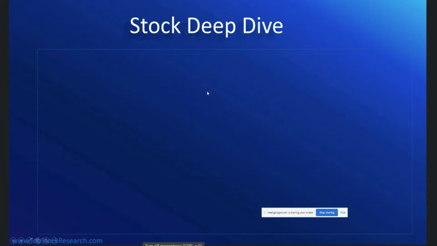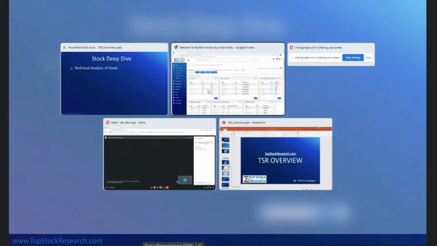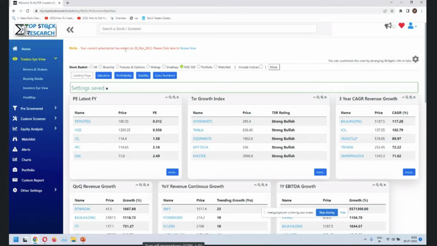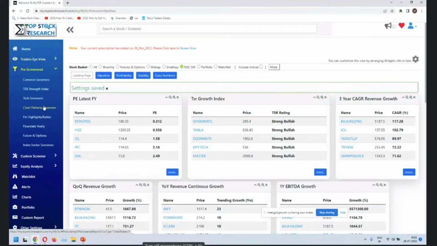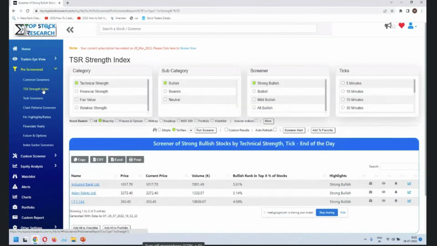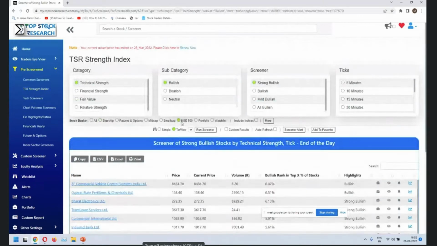So the next point here is a stock deep dive. What we have here is technical analysis of stocks. What we mean by technical analysis of stocks is basically, let's say we go into one of the screeners to see which stocks are really bullish stocks. So let's get into technical strength. We'll go for strong bullish stocks on daily tick and on NSE 500.